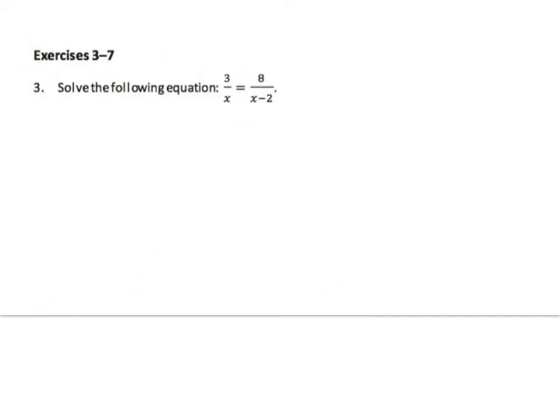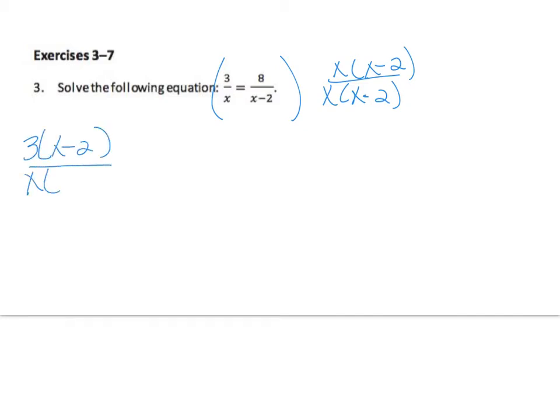All right, solve the following equation. Okay, what would our common denominator be? My common denominator here is x times x minus 2. So I'm going to convert my two expressions into terms with a common denominator. So x over 3 is missing the x minus 2. So I would need 3 times x minus 2 over x minus 2. The second term is 8 over x minus 2. I'm missing the x, so I need to multiply the top and the bottom by x.